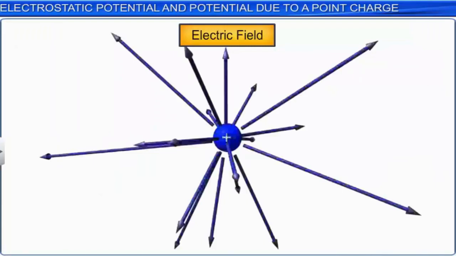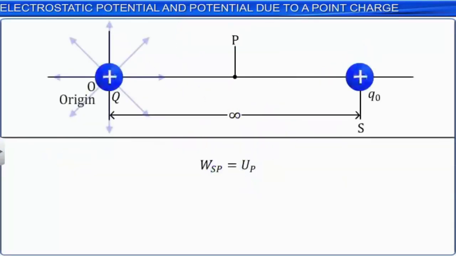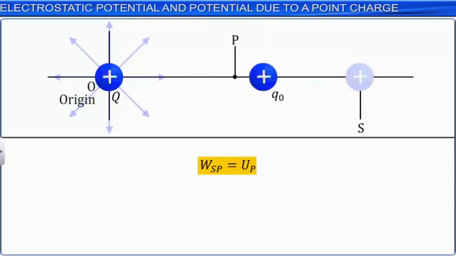We know that the work done by an external force to bring a charge Q naught from infinity to a point in the electric field of any charge distribution is equal to the electrostatic potential energy of the charge Q naught at that point. That is, the work done to bring the charge Q naught from point S at infinity to P is equal to the potential energy of Q naught at point P.